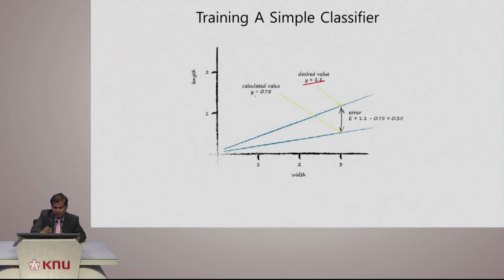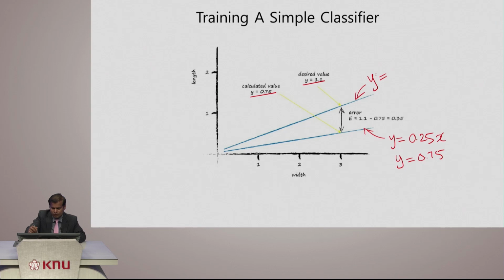The desired value is 1.1 and the calculated value is 0.75, right, and we are trying to calculate. So this is the previous one, y equals 0.25 times x, where we put x as 3, so y equals 0.75, and the other line that we come to here is y equals 1.1. With this in mind, we can see there is an error happening here, right.